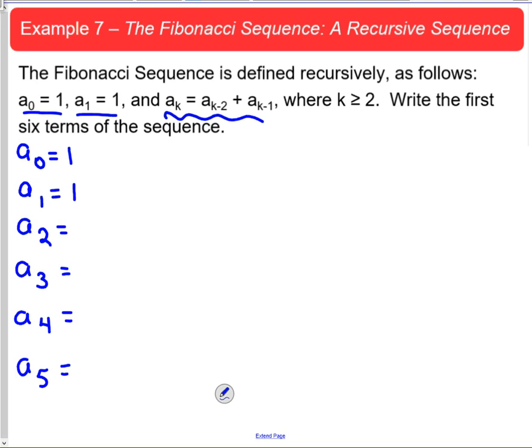1 and 1 are the first 2 terms. We already have those. So according to the definition, you take the term that comes 2 before the term you're looking for, add on the term that came right before what you're looking for, and that should give you the next term.